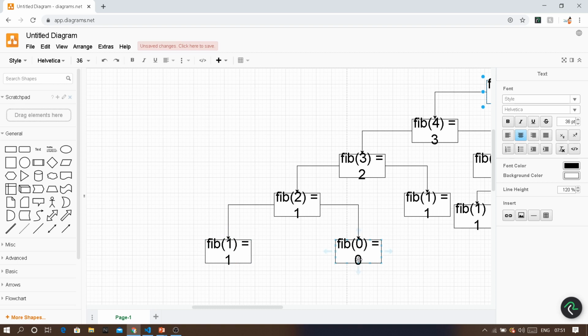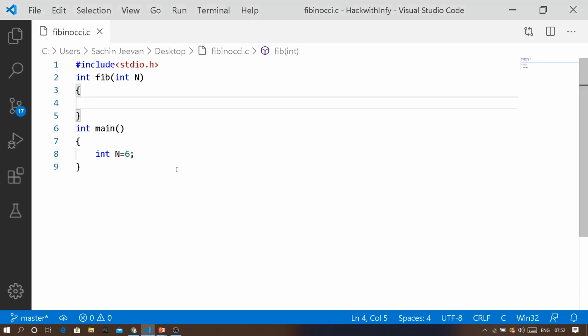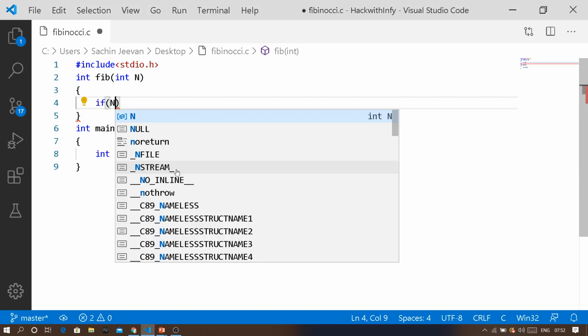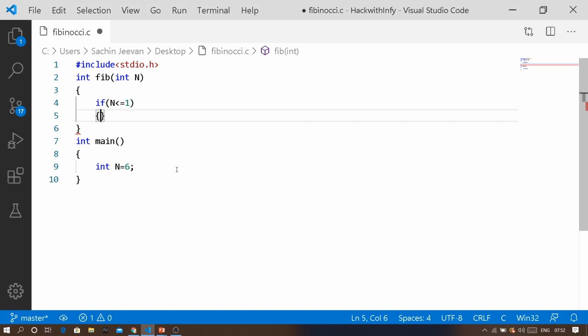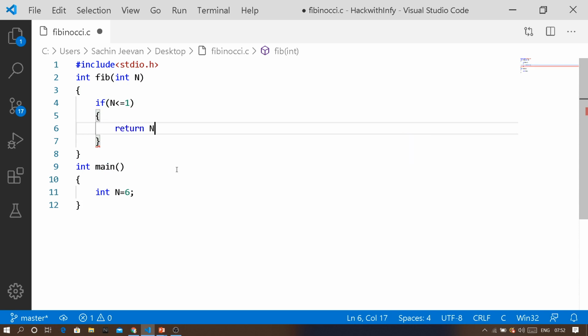So what we can write is that if the n value is less than or equal to 1, we can return n, because if n is equal to 1, the answer is going to be 1. If n is 0, answer is 0. So if n is less than or equal to 1, we will be returning the same n value: 1 means 1, 0 means 0. So the base condition we are going to write is, if n is less than or equal to 1, then we will be returning the n value.